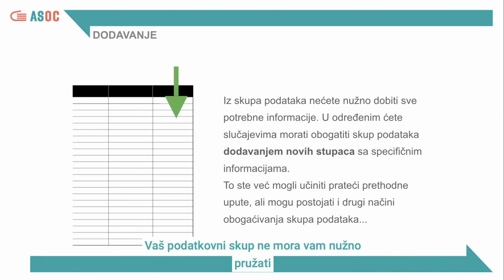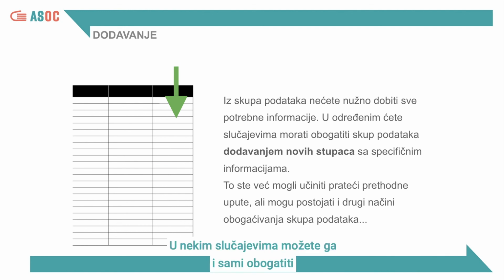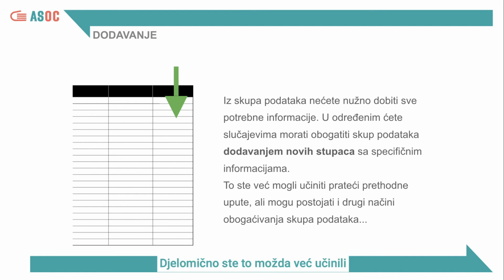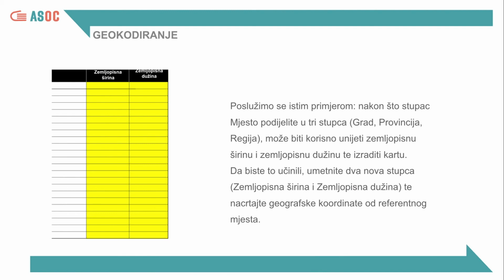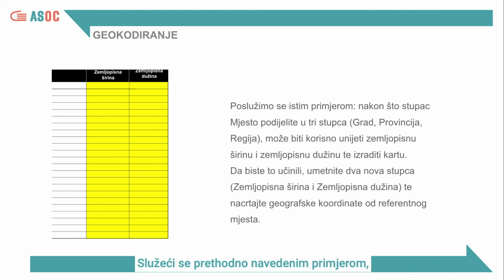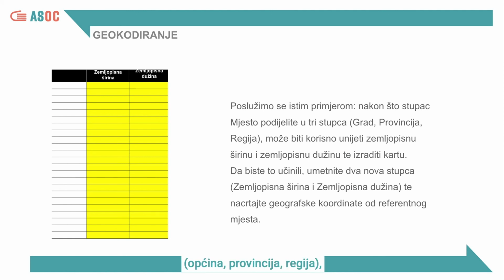Your dataset does not necessarily provide you with all the necessary information. In some cases, you may have to enhance it by adding new columns with specific information. You may have already done so, partly, following the previous directions. But there may be other ways to enhance a dataset.